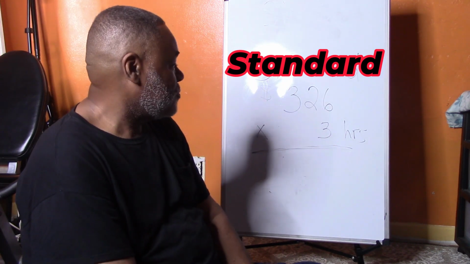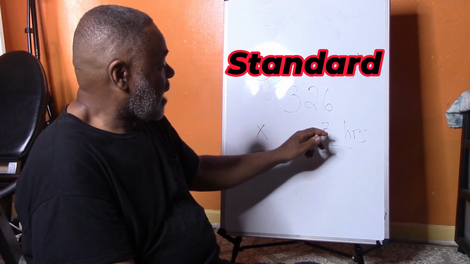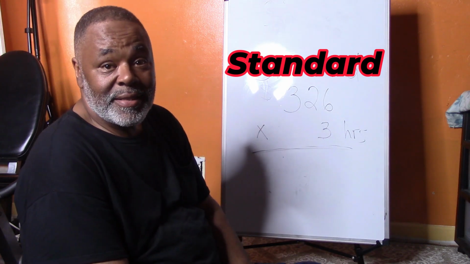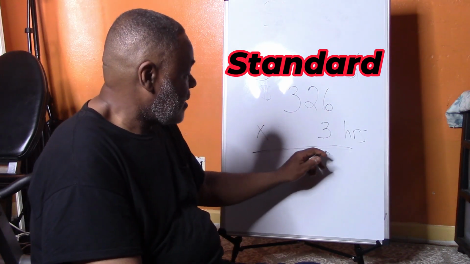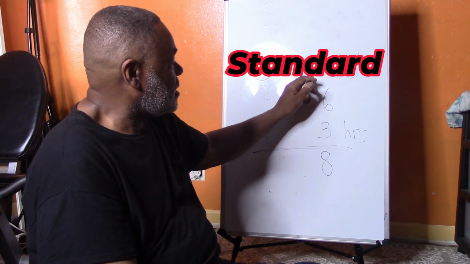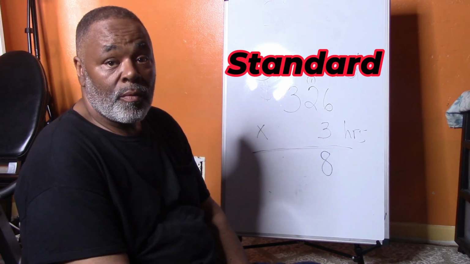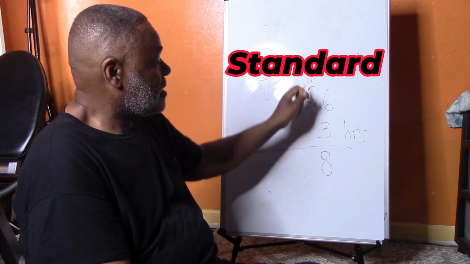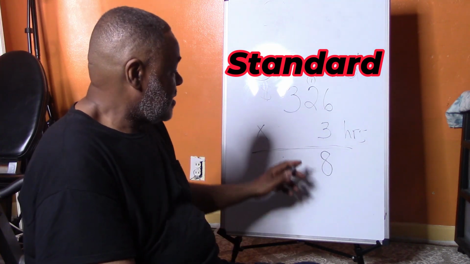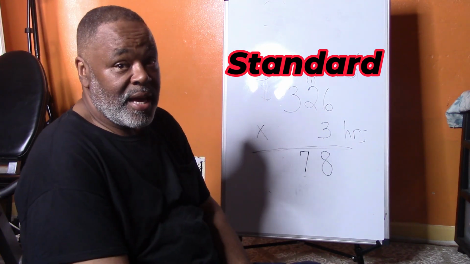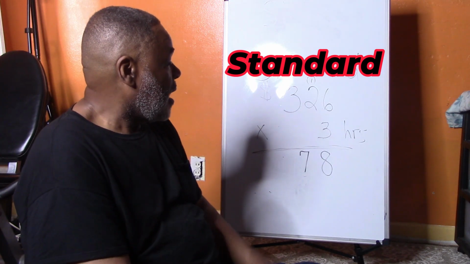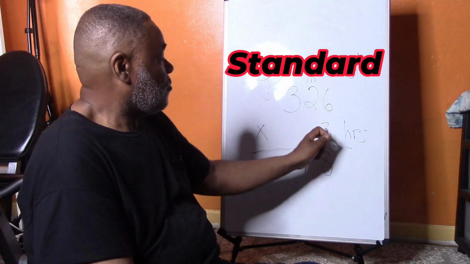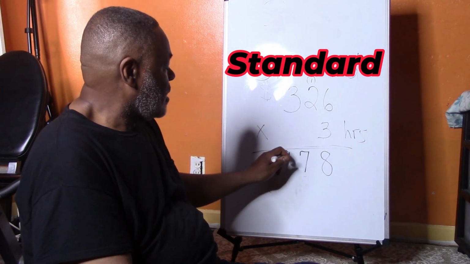Let's calculate. Now, the standard way means I'm going to multiply the ones. 3 times 6 is 18. So I write the 8 and I carry the 1 to the tens. Then I'm going to multiply 3 times 2 tens, which is 6 tens, plus 1 more 10, which is 7 tens. Notice I'm saying tens. Then I'm going to multiply 3 times 300. So 3 times 300 is 900.